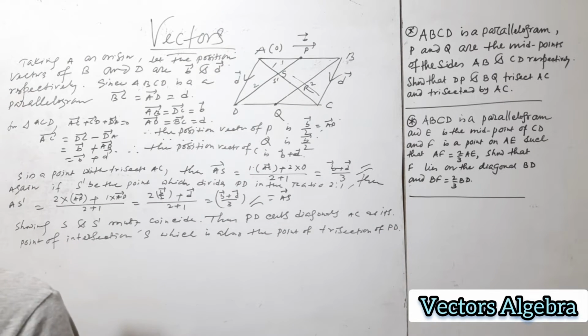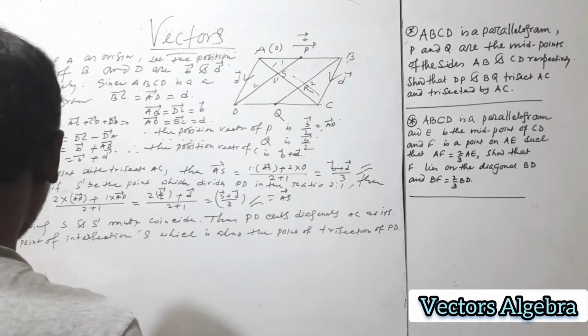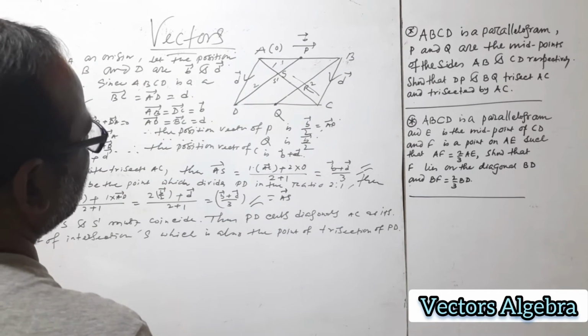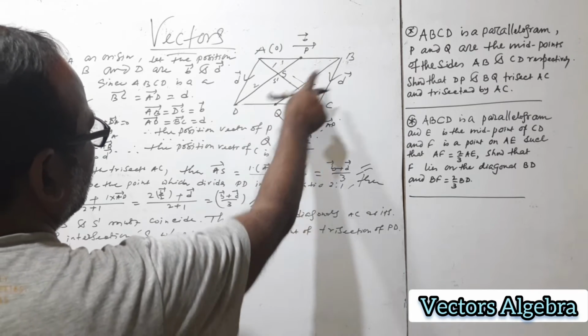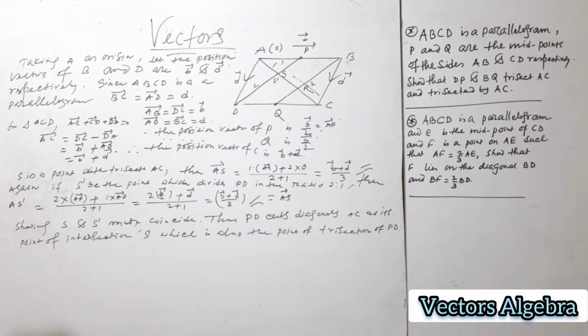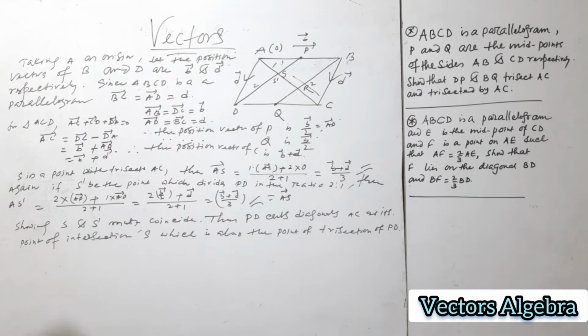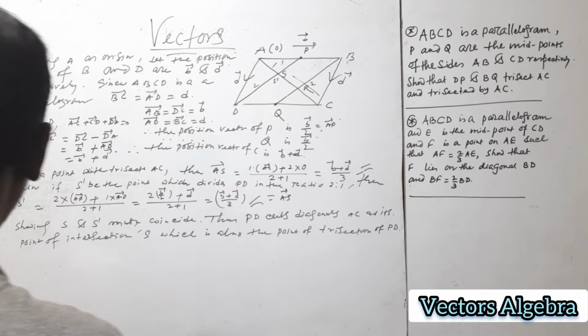Similarly, we can prove that BQ is trisected by R, and also R is trisected AC. Okay, so it is proved.